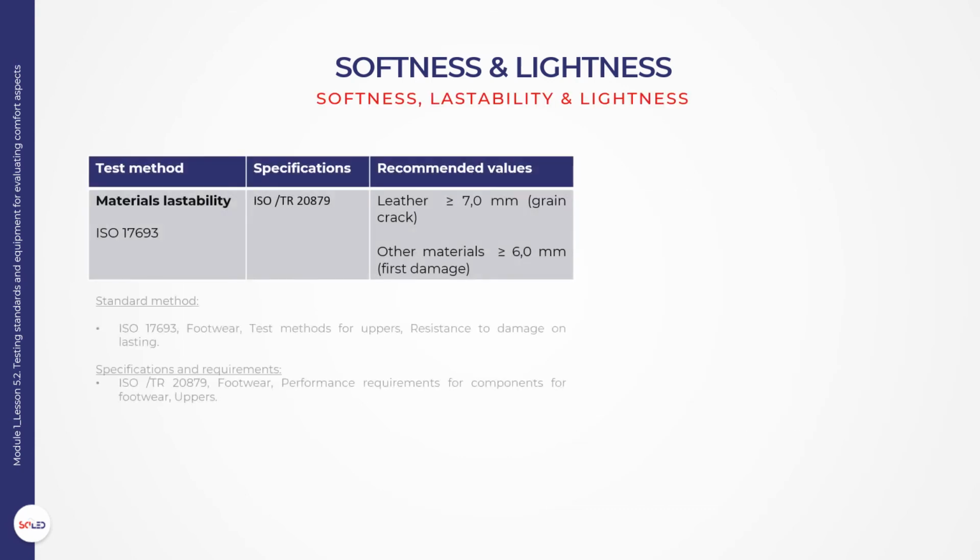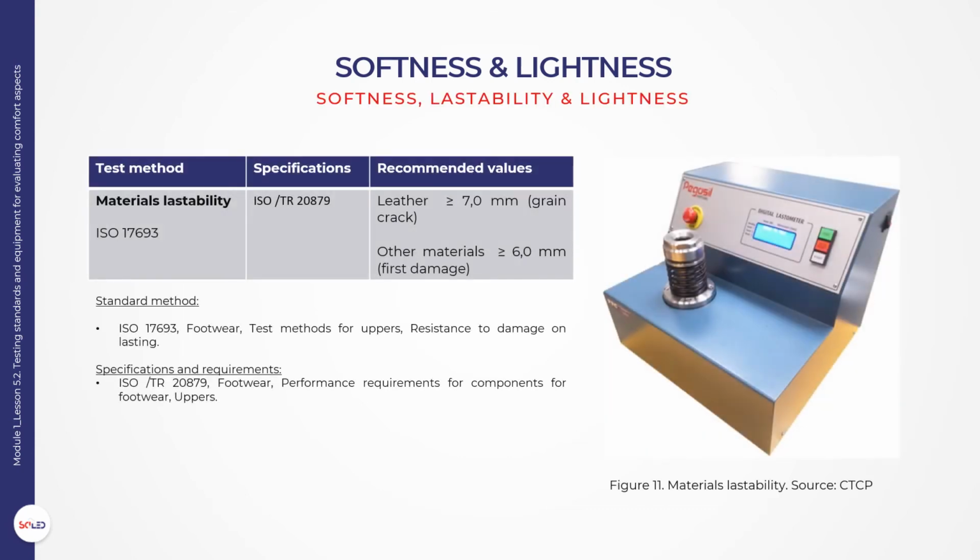Materials lastability. Lastability is the ability of a material to be stretched simultaneously in all directions, distended, without being damaged. The standard ISO 17693 describes a test method to determine the lastability of uppers or complete upper assembly irrespective of the material in order to assess the suitability for the end use. Although this test is more related to the physical resistance of the materials, it can also be used during the assembly of a shoe to have an idea of the fitting ability of the upper material.